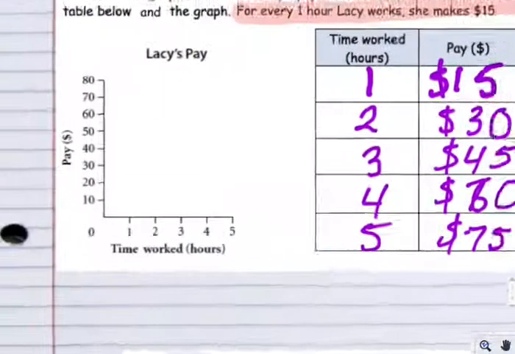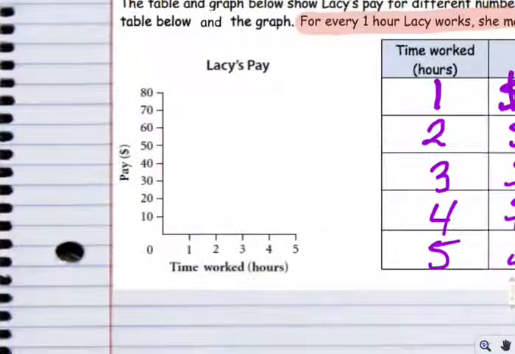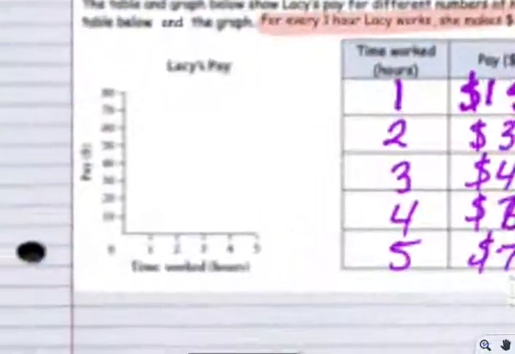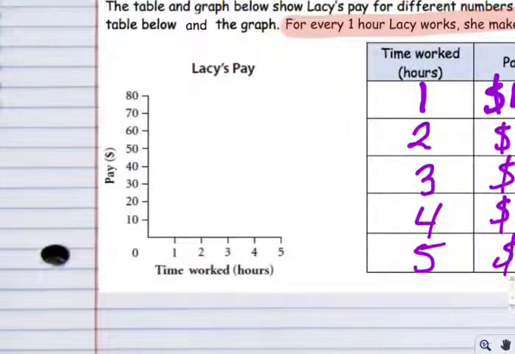So I want to make sure that for every 1 hour Lacey works, I'm reflecting that she gets paid $15. So at 1 hour, she gets paid $15. At 2 hours, she gets paid $30. At 3 hours, she gets paid $45. And I can go on like that.